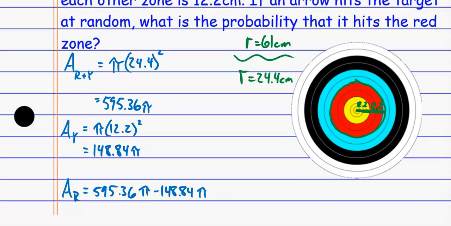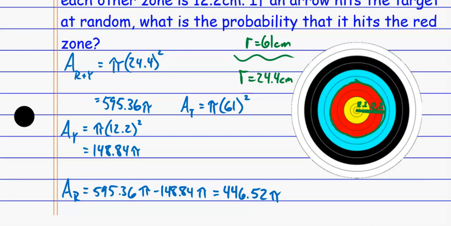Again, I can use my calculator for this. When I do that, I get 446.52 pi, still in terms of pi. That's the area of the red. If I want the probability, it's the area of the red piece over the area of the whole thing. So let's do the total area. The area of the target is once again pi r squared, and the radius of the entire target is 61.